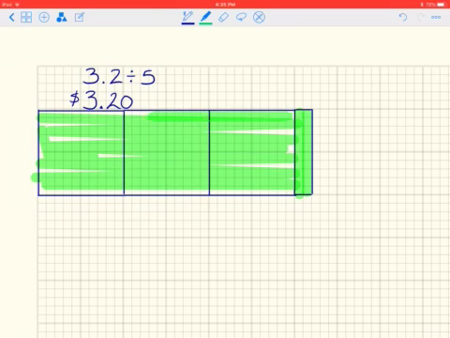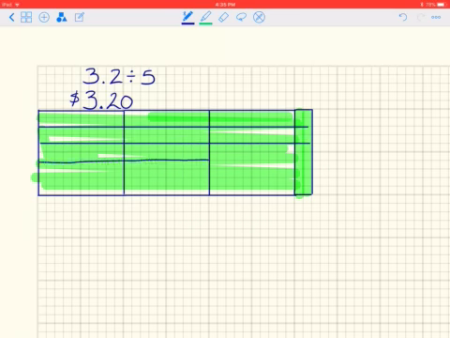And I'm going to divide it into 5 equal pieces. My 5 friends, they each want some of my money. So there's 1, 2, 3, 4, 5. There we go. 5 equal pieces.